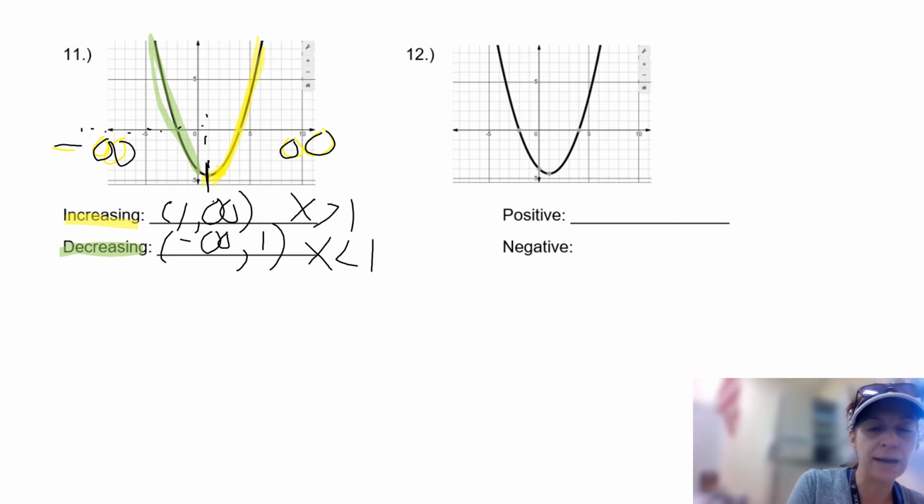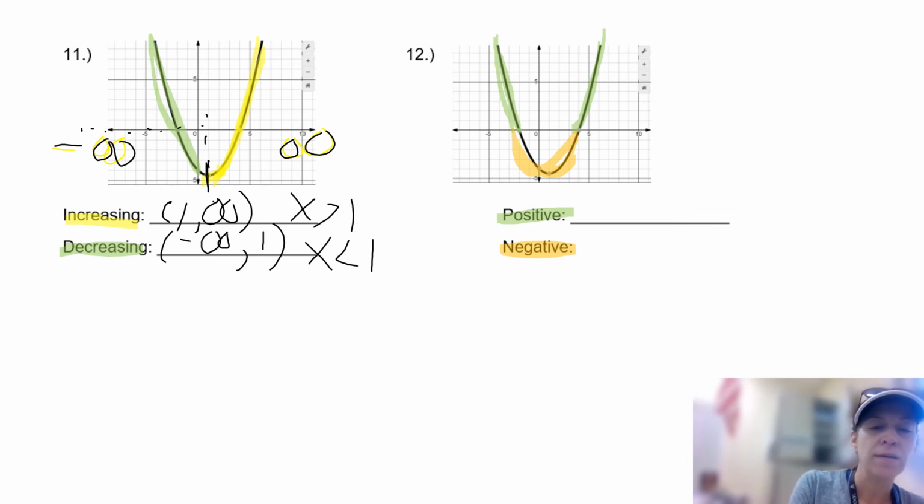In the next one, we have positive, which of course is above the x-axis. And sorry about the missing line there. That was an oversight. Negative is below. Okay, and that's some of the points right there.